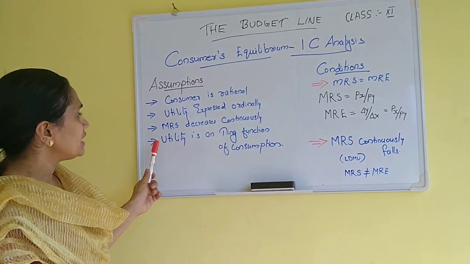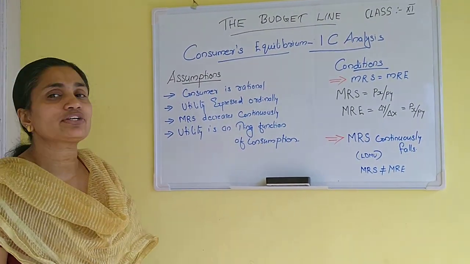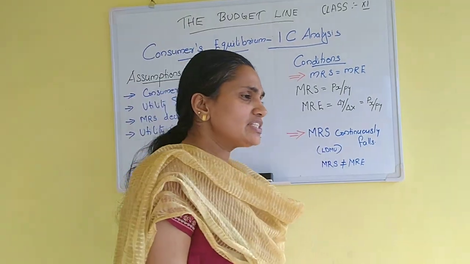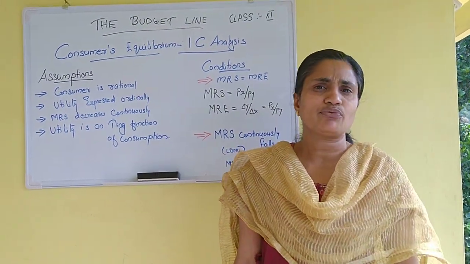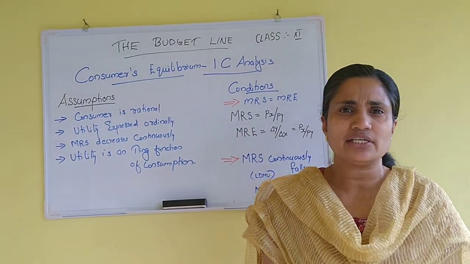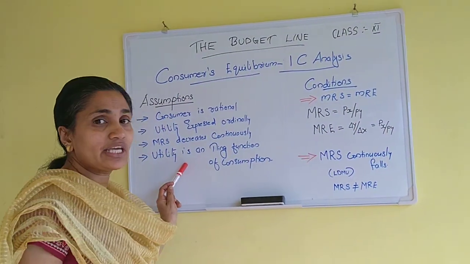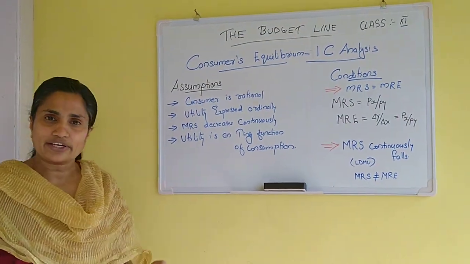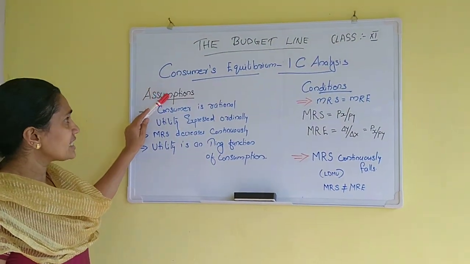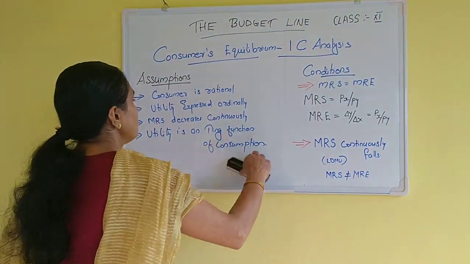Again we can see that utility is an increasing function of consumption. We studied that when we consume more, the utility derived from that particular commodity is increasing. The initial stage increasing. Utility is an increasing function of consumption. These are the assumptions of the consumer's equilibrium.